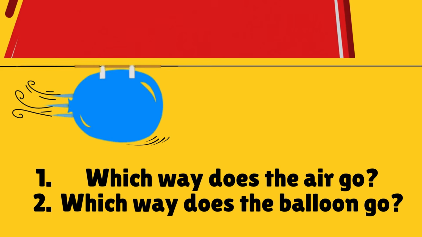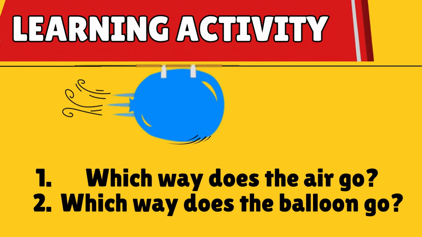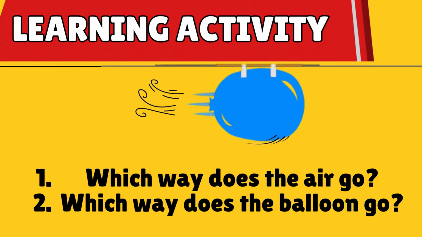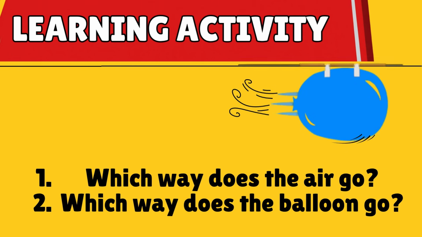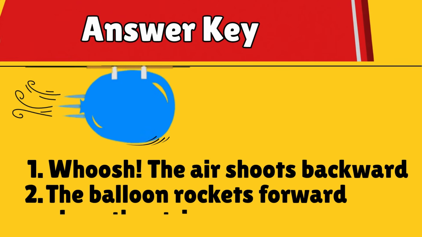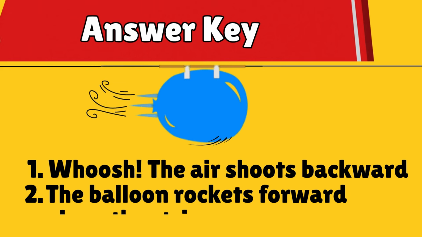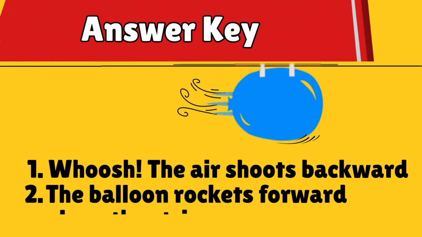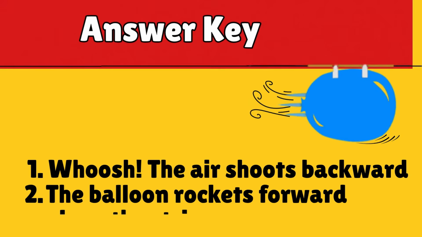For our guide questions, number 1: which way does the air go? Second, which way does the balloon go? It's time to check your answer. Number 1, whoosh, the air shoots backward. And second, the balloon rockets forward along the string. So the air and the balloon have opposite directions.